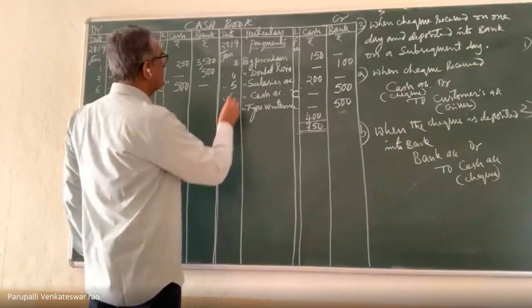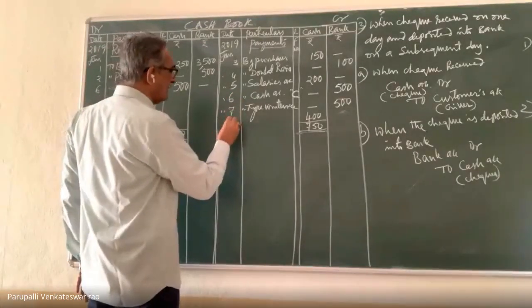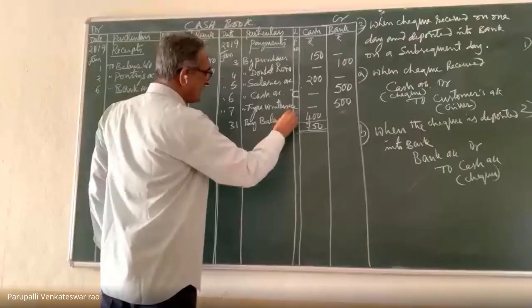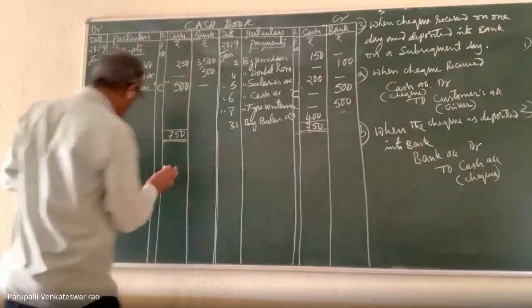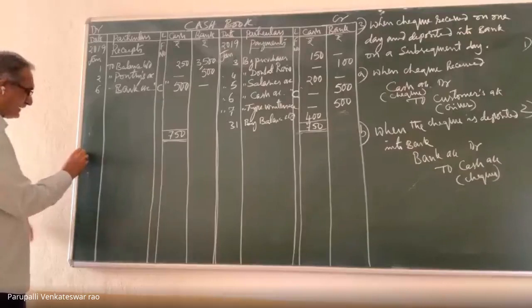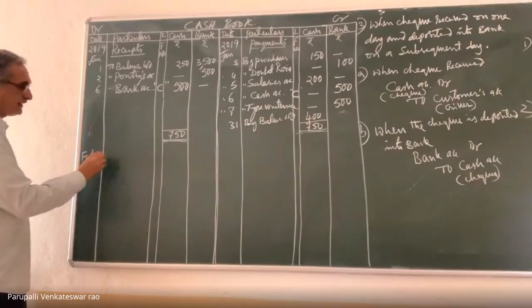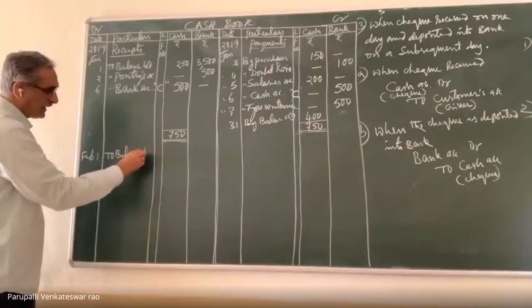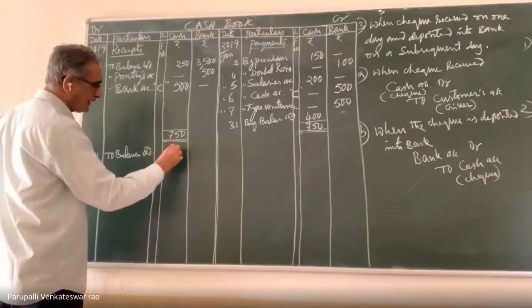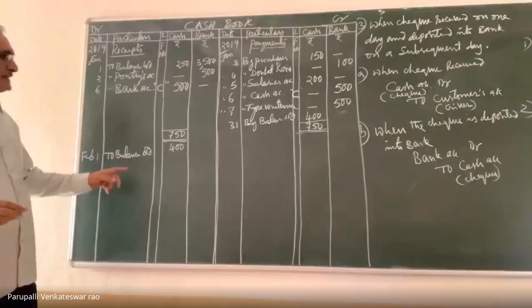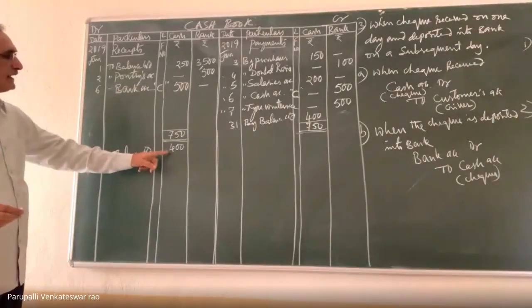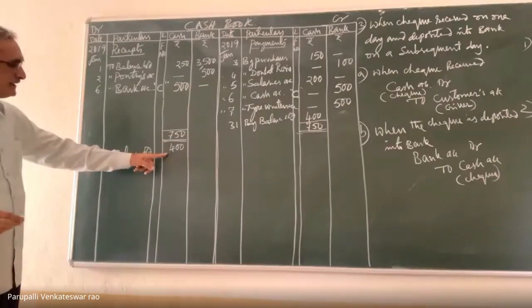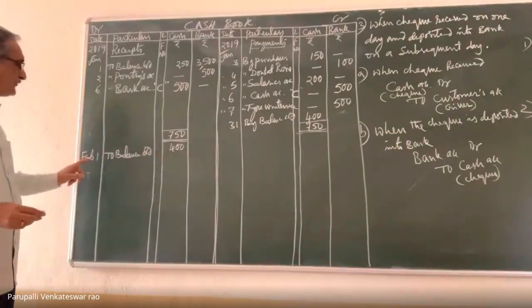The date is not given. We assume it is closed on 31st January, right? On 31st, by balance carried down 400. It will become the opening balance for February. I am writing here February 1st, to balance brought down, rupees 400. Understood? So for the next month there is 400 cash in hand. Cash in hand is rupees 400 on 1st February.